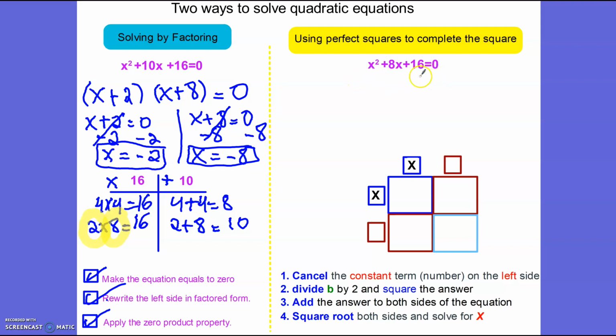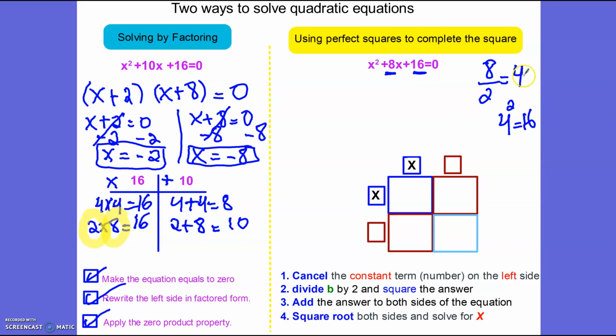So this week, we learn how to complete the square, and we learn about perfect squares. So this equation, for example, is a perfect square. We know that because when you divide b, 8, by 2, you get 4. And when you square 4, you get 16. So that's the reason why it is a perfect square.